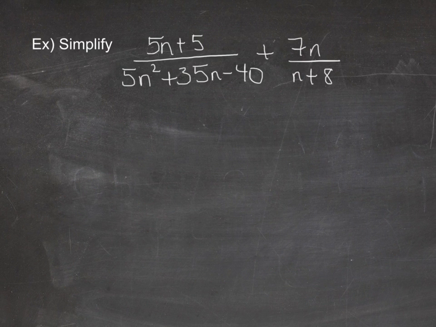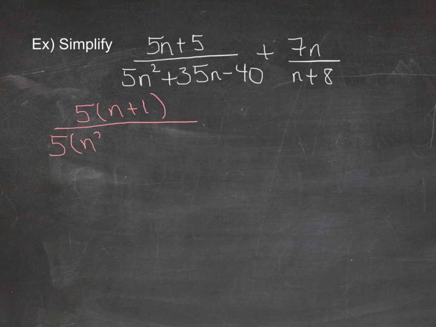Okay, so this one looks a little bit messier. There's a lot more factoring to do. So again, what I want to do is start off by factoring everything that I can. So in the numerator of the first fraction, I can factor out a 5. So I have 5 times n plus 1. And then in the denominator, I can also factor out a 5.